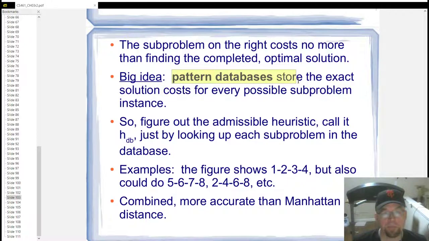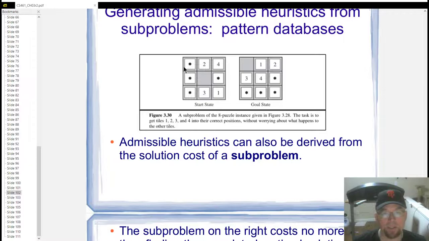All right, so pattern databases store the exact solution cost for every possible subproblem instance, right? So, when you have your tiles in these 2, 4, 3, and 1, right? Subproblems are combinations of these other tiles in different positions, okay?